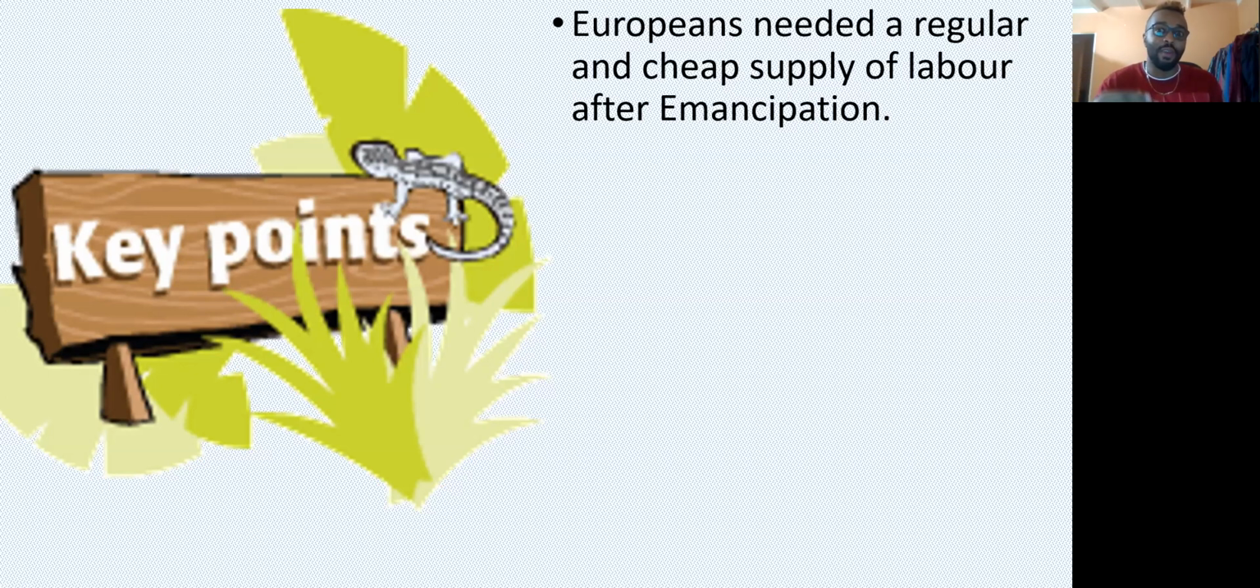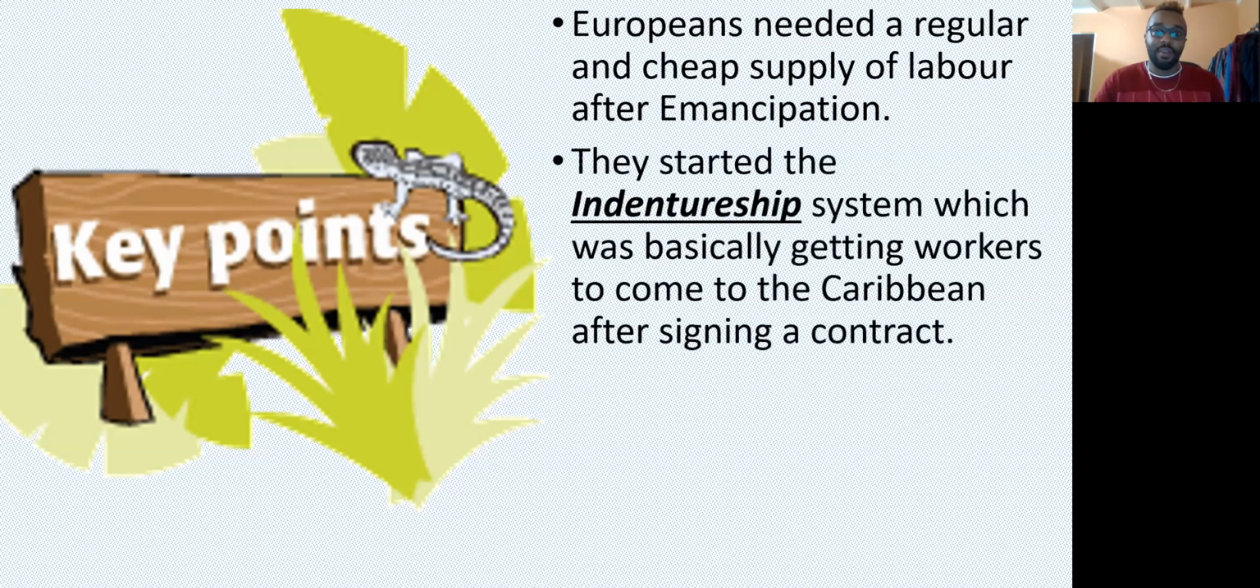So the Europeans wanted a regular supply of labor to replace or to drive down wages for the existing labor force that they had. So they started what we know today as the indentureship system. It was basically getting workers to come to the Caribbean after signing a contract. So the word contract here, you know already, it means an agreement. So the term indentureship, just going over it, simple: getting workers to come to the Caribbean after signing a contract.